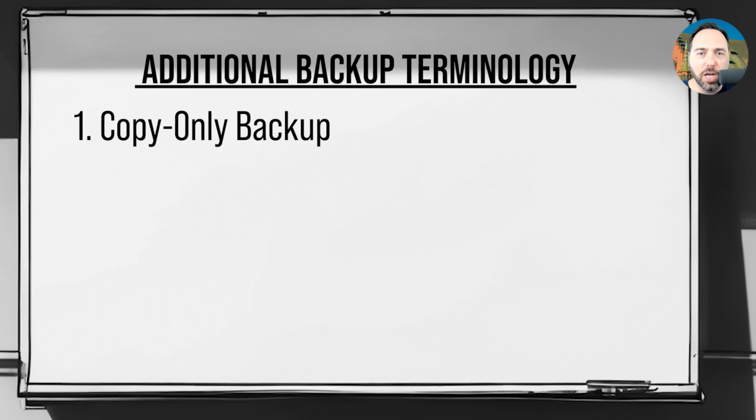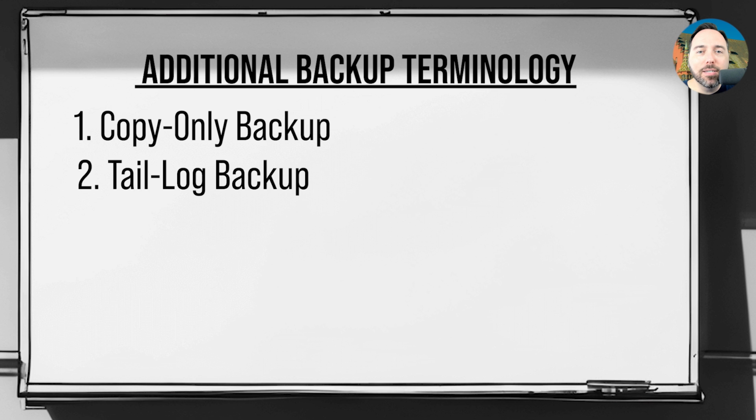Speaking of log chains, you'll hear about something called a tail log backup. This is basically a final transaction log backup that captures everything since the prior transaction log backup and would run right before another operation. There are a few circumstances in which you might need a tail log backup. The most common one is if you're trying to restore to a point in time between your last transaction log backup and the current time.